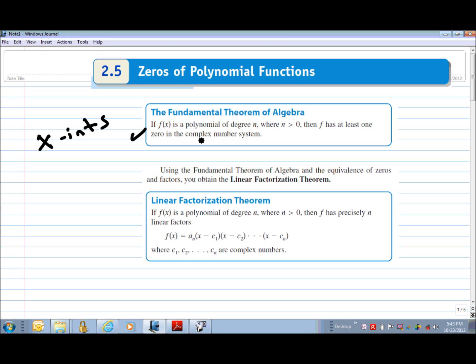When you use the fundamental theorem of algebra, notice right here, and the equivalence of zeros and factors, you obtain the linear factorization theorem. So in other words, if my zero is 2, then my factor is x minus 2. And so for every zero, you have a factor that corresponds to that. And this is just a formal definition of those theorems. All right, let's move on. You can stop and write those down if you'd like, or study them a little bit further. We're going to go over them and use them in some examples that we have.